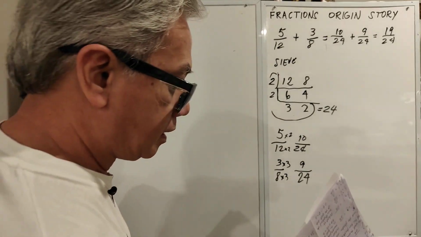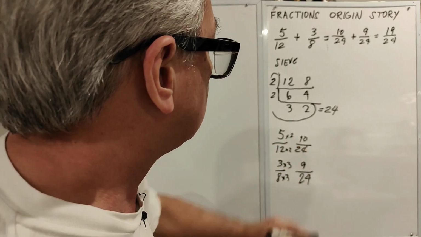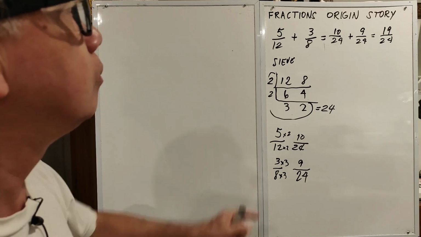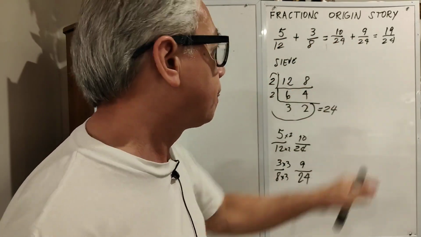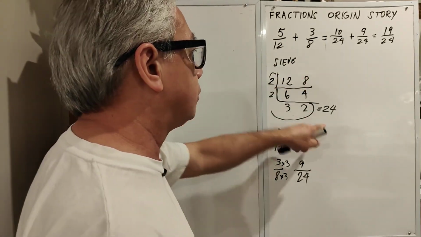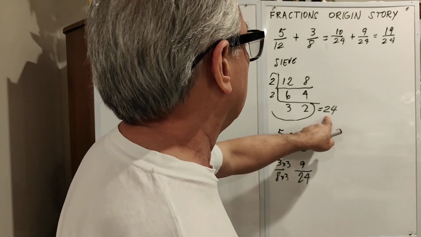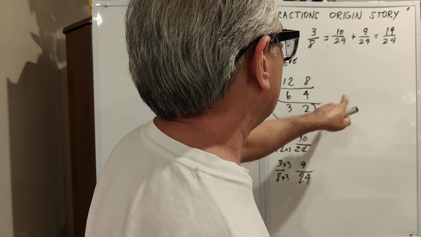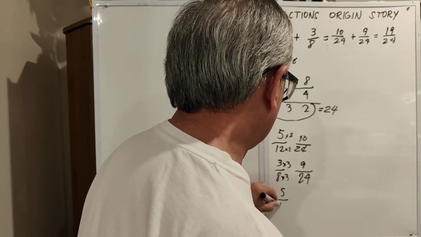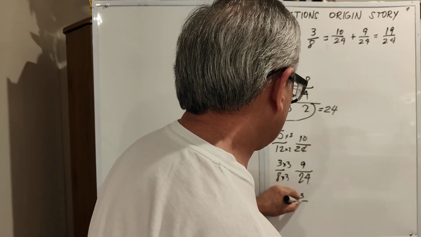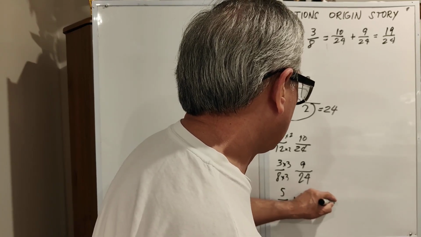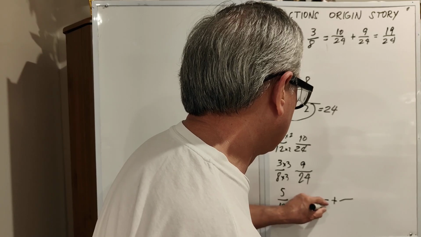Now, it's still a bit long in terms of computation, so we can now shorten the writing. So we have to use the sieve to get the common denominator. Now we can rewrite this one like 5 over 12 plus 3 over 8. So you want them to have a denominator of 24.